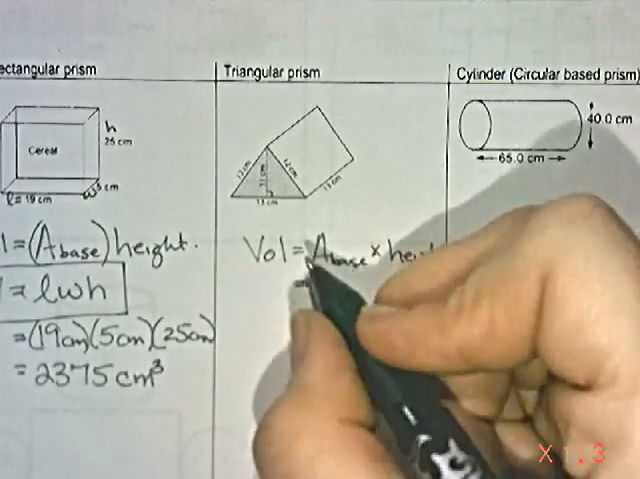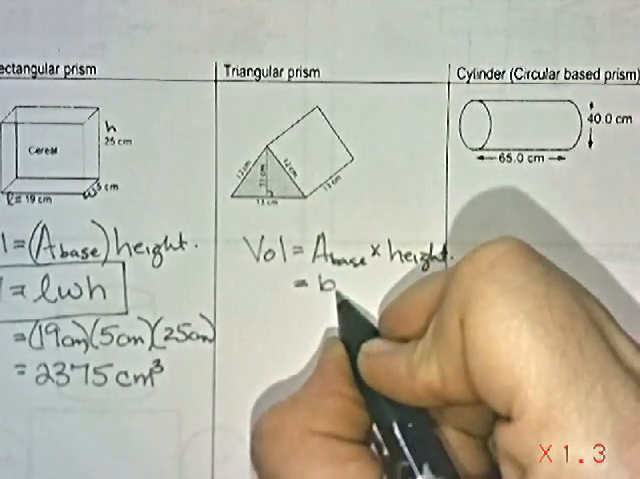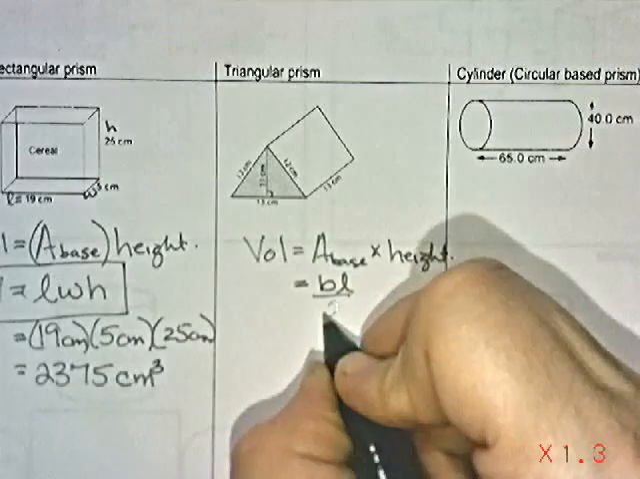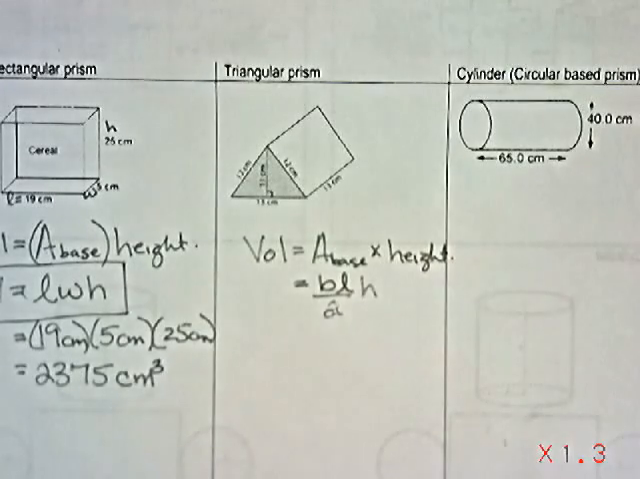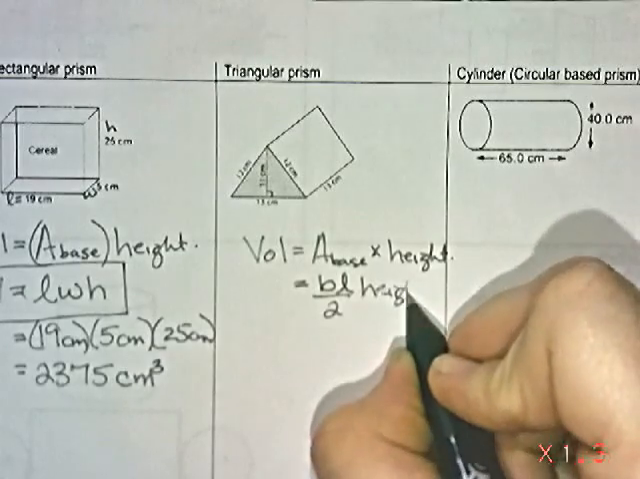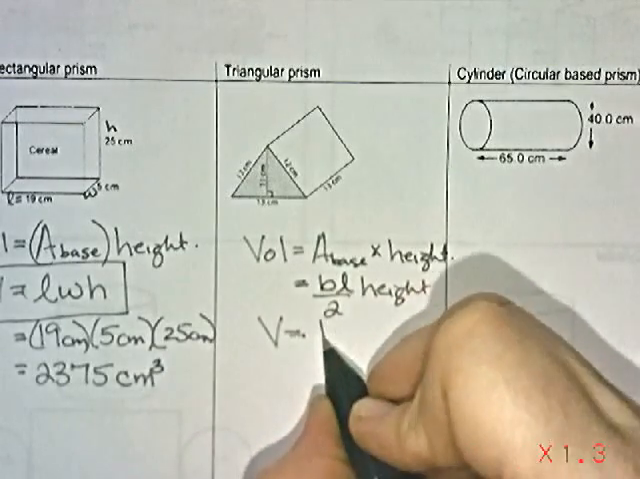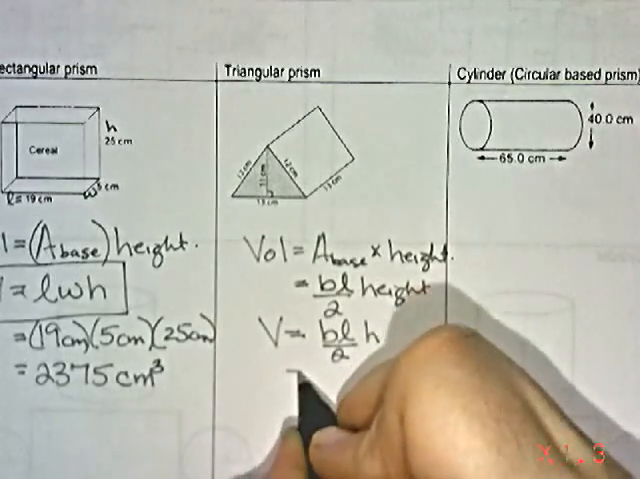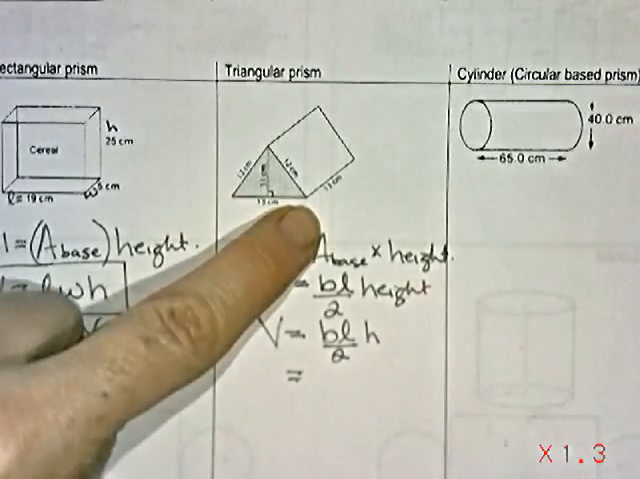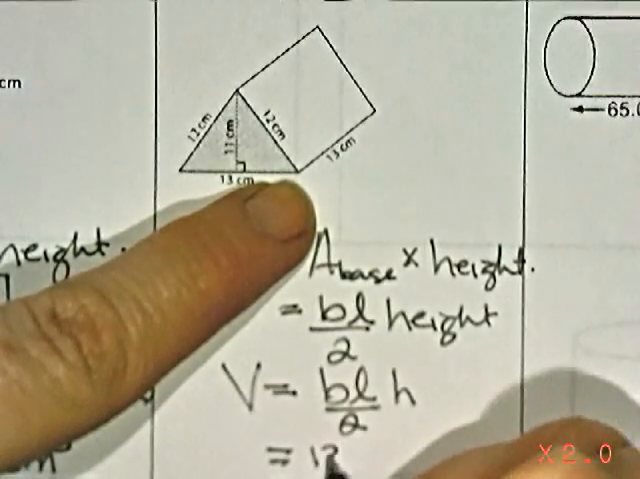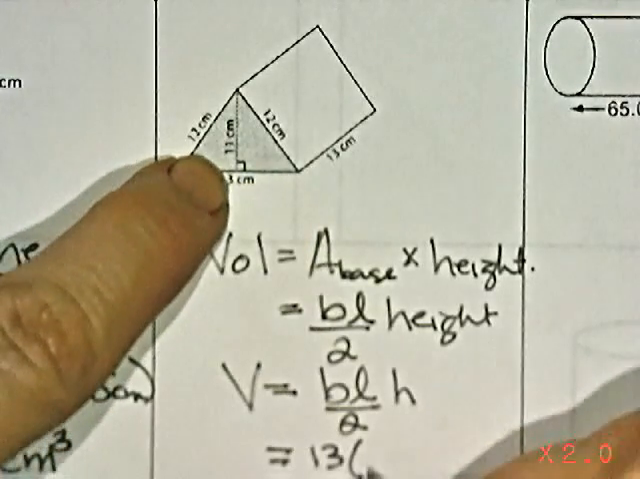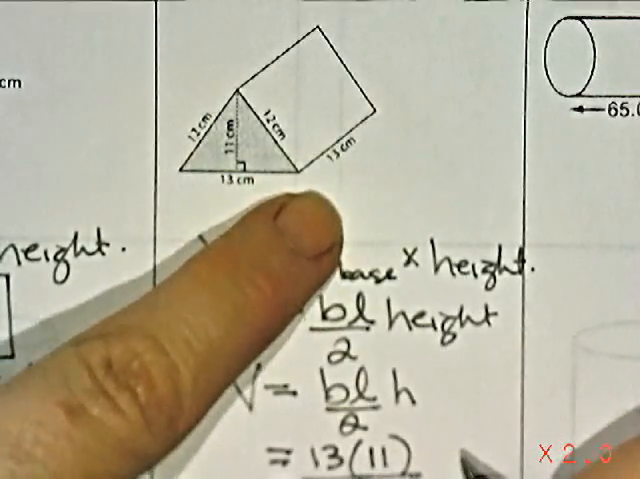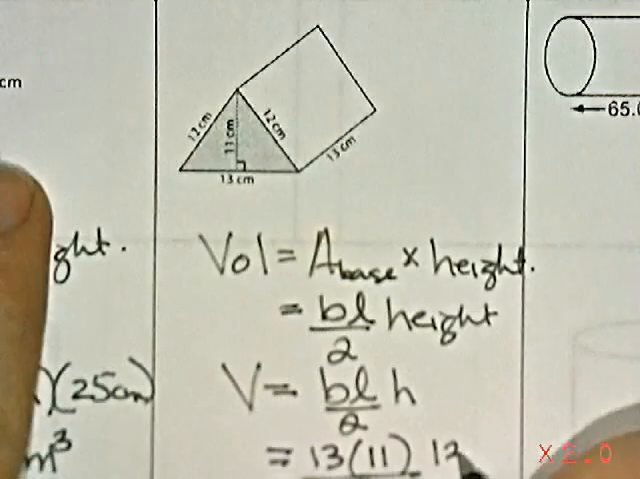But the area of our base is an area of a triangle, and so our base times our height, and we'll use that letter L just because that's what's going to be on our formula sheet, divided by 2, multiplied by the height of that whole prism. And so the volume on your EQAO formula sheet is B times L divided by 2 multiplied by H. And if we fill in the numbers, the base of our triangle is our 13 centimeters. The L is the height of the triangle, the 11 centimeters, over 2, multiplied by the height of our triangular prism, which is another 13.